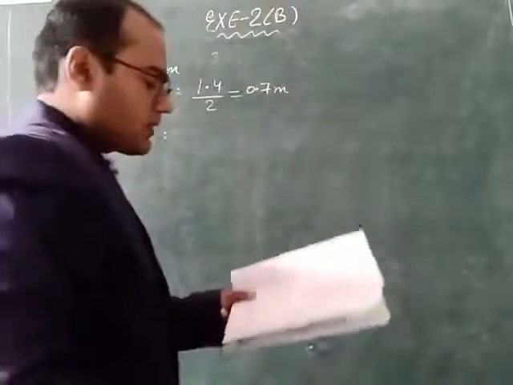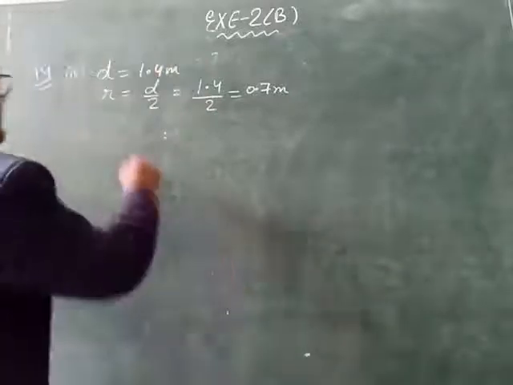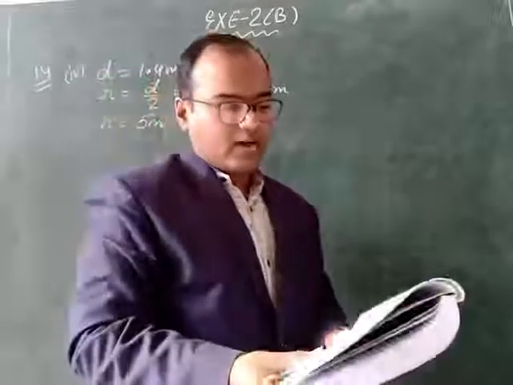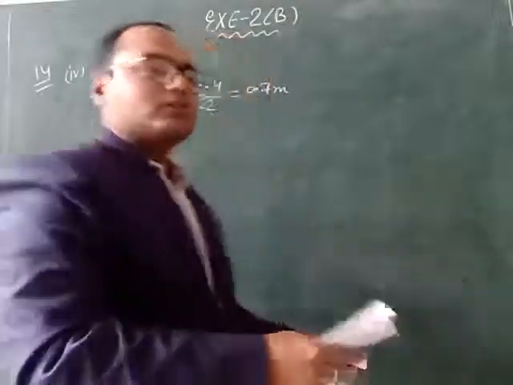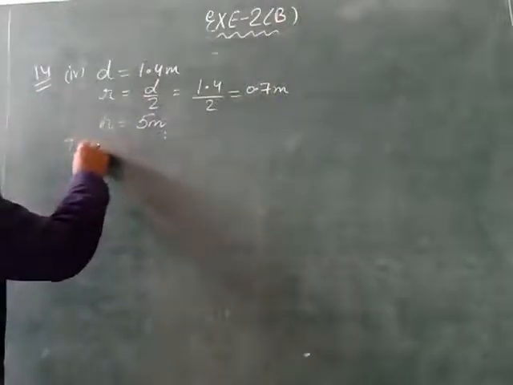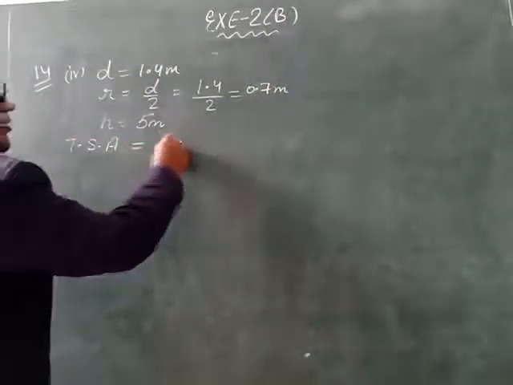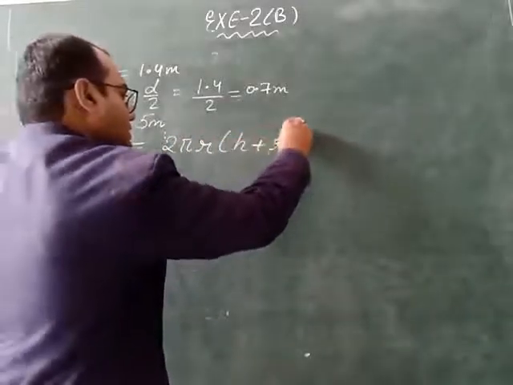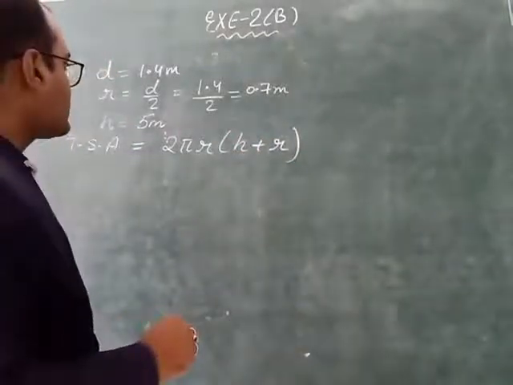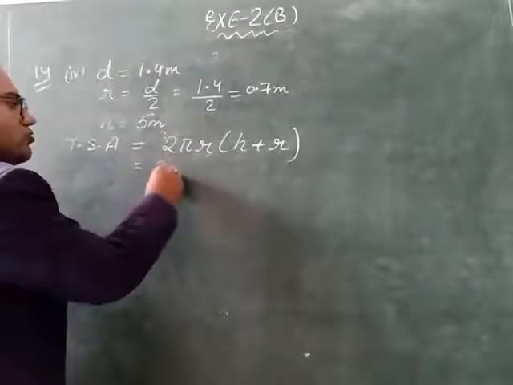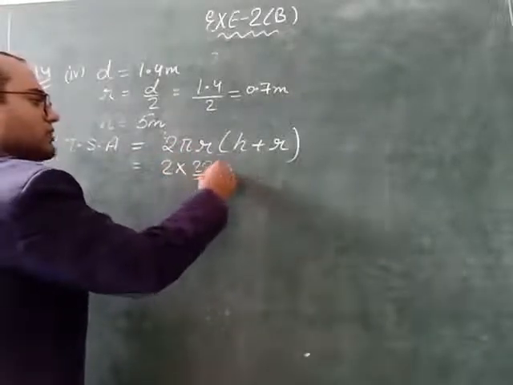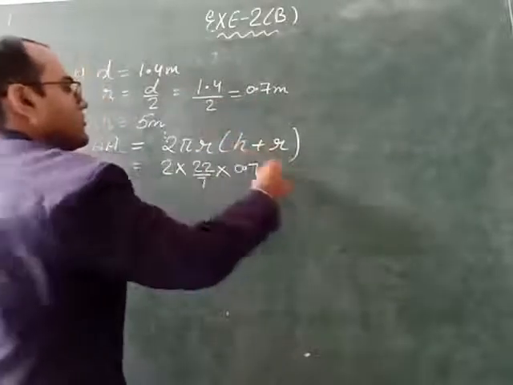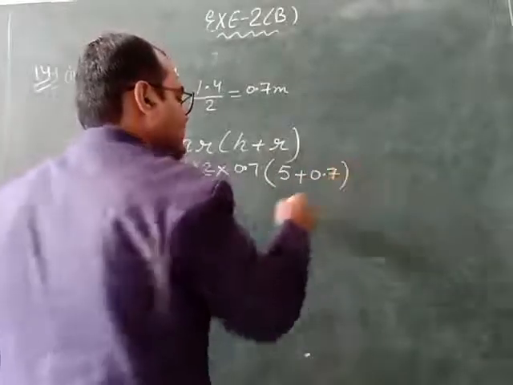This is the radius. Height is 5 meter. We have to find the total surface area and curved surface area of the cylinder. In order to find the total surface area, we have to use the formula 2 pi r (h plus r). This is the formula to calculate the total surface area of the cylinder. Now 2 multiplied by pi, which is 22 upon 7, r is 0.7, (h is 5 plus r is 0.7).